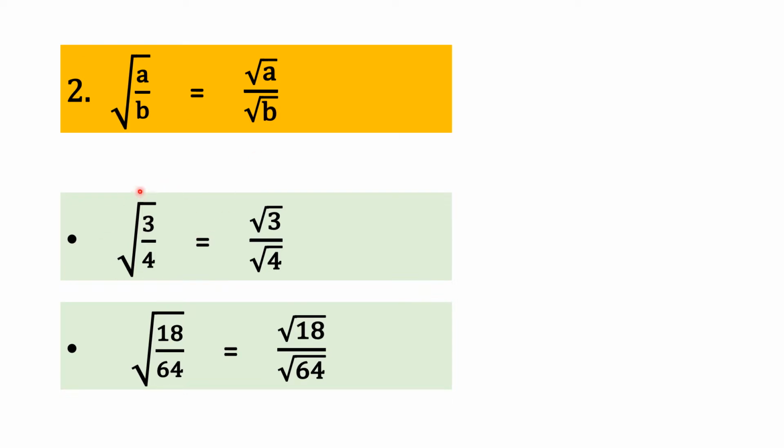Okay, so for example, if you see root 3 by 4 somewhere, then you can separate them. That is root 3 by root 4. You can separate these two, right? So that is what this rule is.